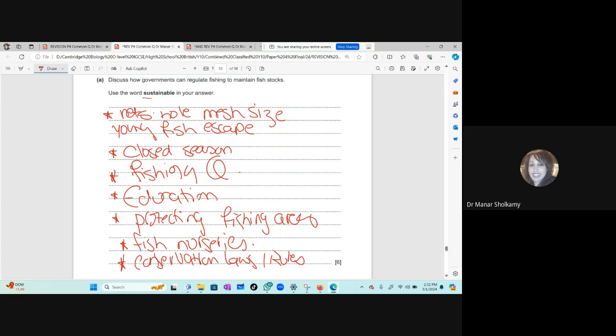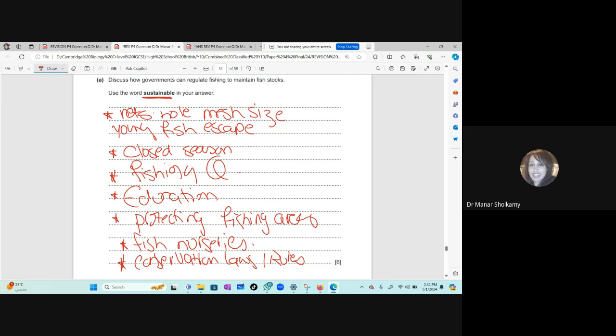Now we want to use the word sustainable in your answer. What does the word sustainable mean? What is the definition? Who will remind me? Tell me first. Is a sustainable resource renewable or non-renewable? Renewable. It's a renewable resource. So it's a resource that will be replaced or it will not be replaced? It can be replaced.